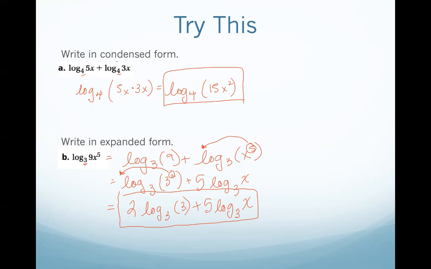Now, you might have noticed log base 3 of 3, 3 to what power is 3? It's just 1, right? 3 to the first power is 3. So I could also write an equivalent form of this that's 5 log base 3 of x just plus 2, because log base 3 of 3 equals 1. Okay, I would expect you to have the first form. I don't expect you to be able to see the second form quite yet.